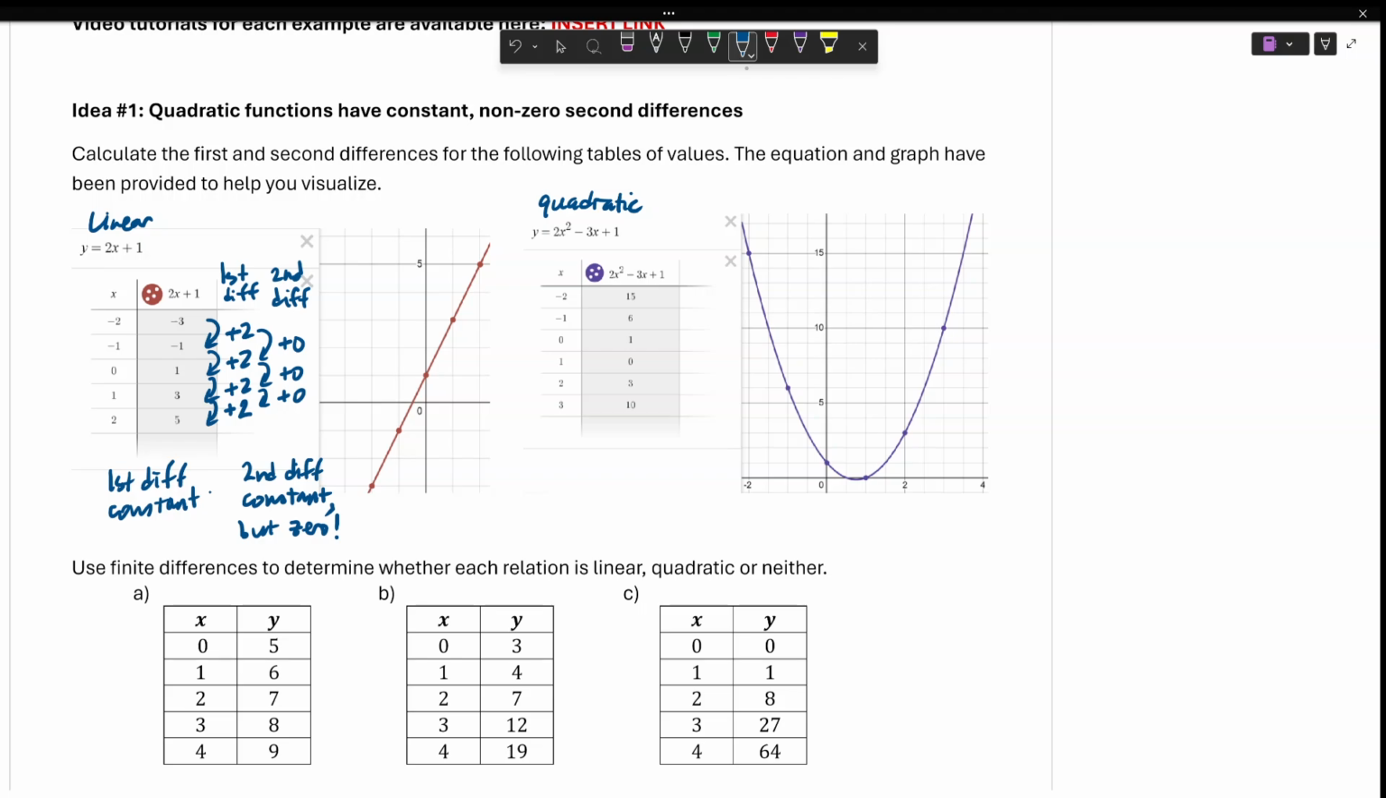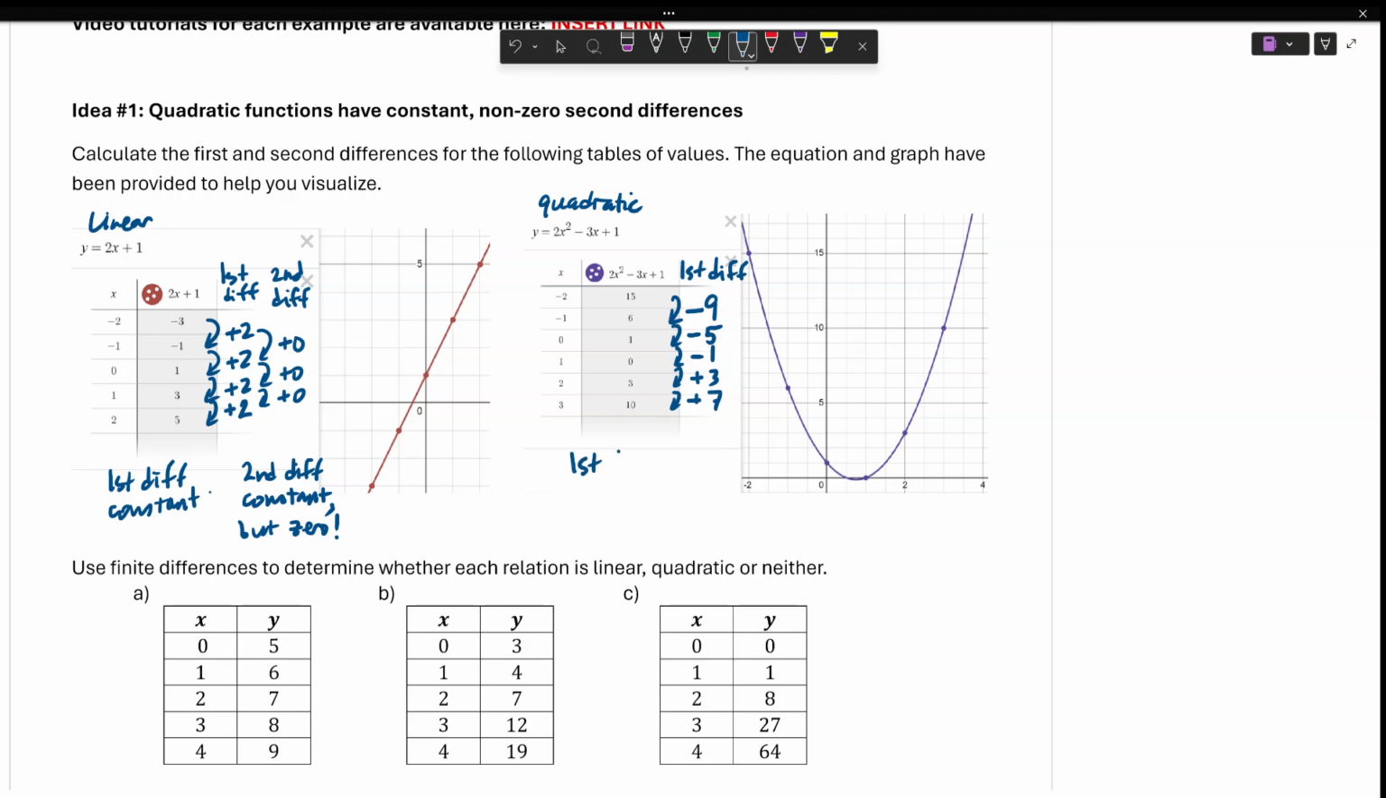For a quadratic function, you'll see it's somewhat different. So for the first difference, again, you're going to think about what number you need to add to get to the next number. To get from 15 to 6, you need to subtract 9. So that's your first difference. To go from 6 to 1, you need to subtract 5. And so on and so on. So you get -9, -5, -1, plus 3, plus 7.